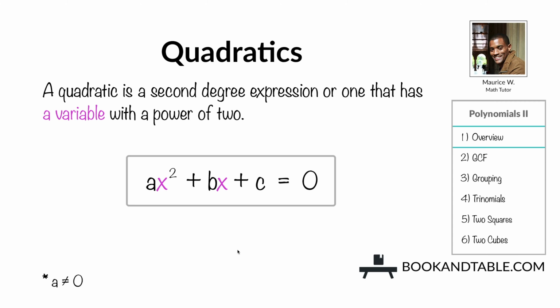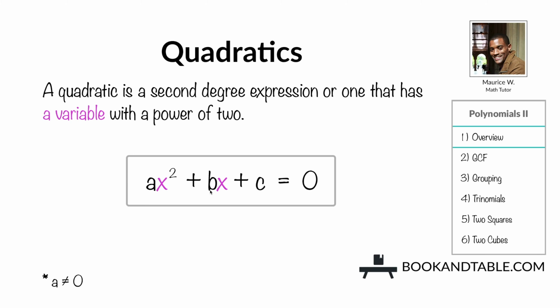So let's kick things off by reviewing quadratics. A quadratic is a second-degree expression, or one that has a variable with a power of 2. So ax squared plus bx plus c is equal to 0 is the standard form of a quadratic equation. The leading coefficient of our quadratic term cannot be equal to 0. Otherwise, x squared would not exist. 0 times anything would be 0. And thus we would not have a variable with an exponent of 2. So a cannot be equal to 0.